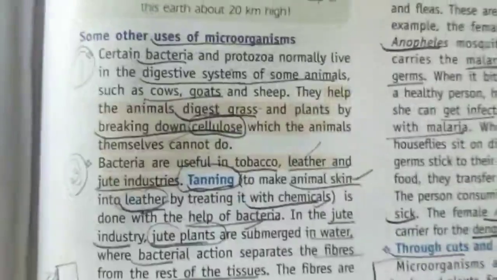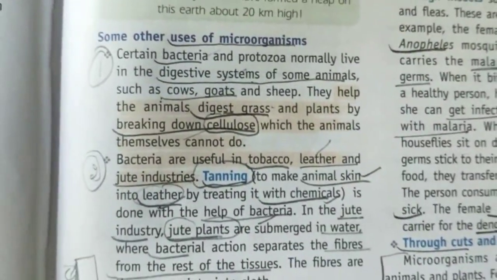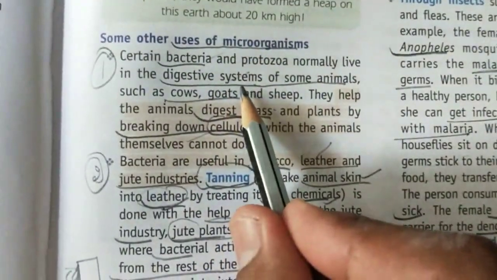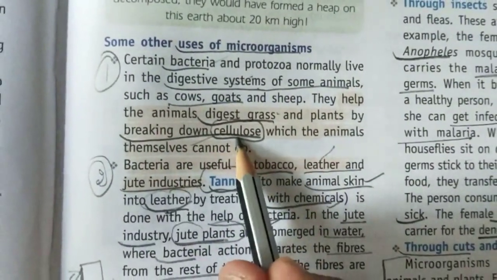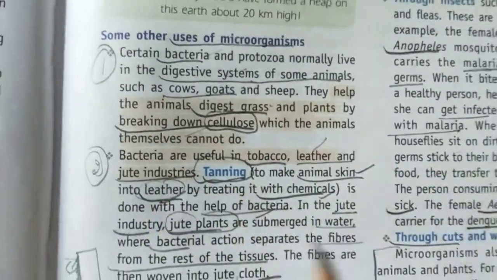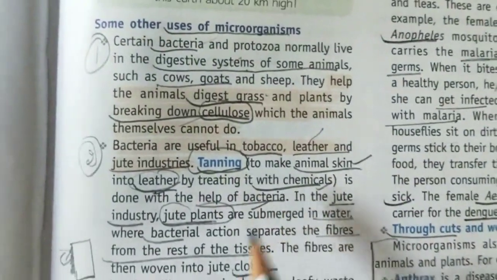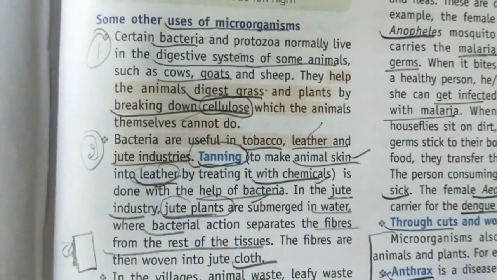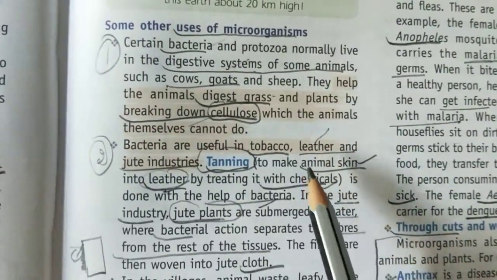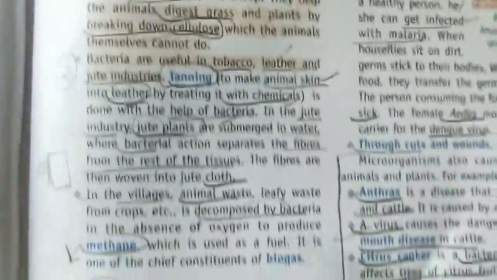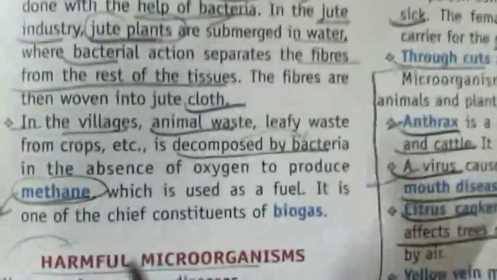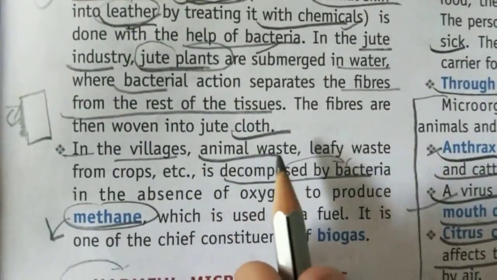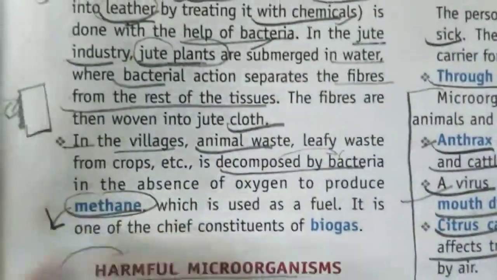So now I'm rounding up the lecture. In this lecture we have discussed some microorganisms. They are found in the digestive system, where they break down cellulose. And some bacteria are also used in the leather industry and jute industry: in the jute industry to separate jute fiber from the jute plant, and in the leather industry to make leather from animal skins. And some bacteria are used to break down animal waste to produce methane gas used in cooking.